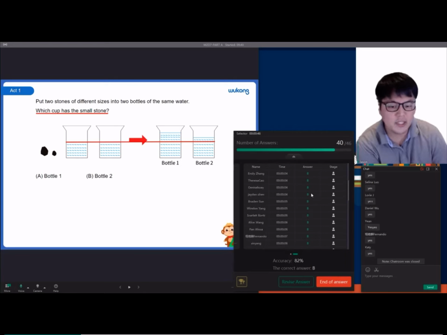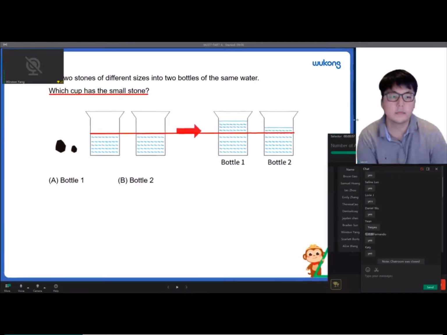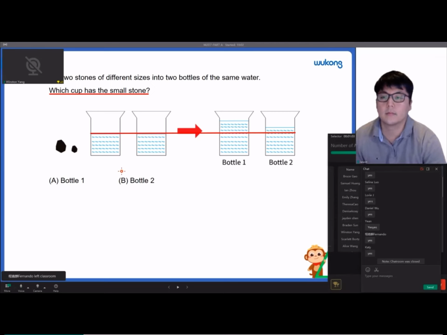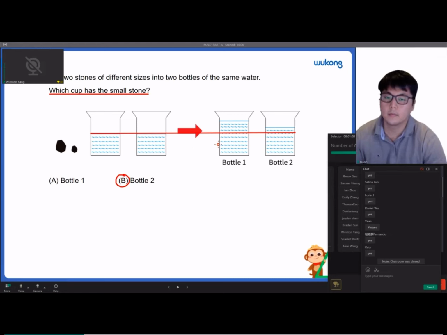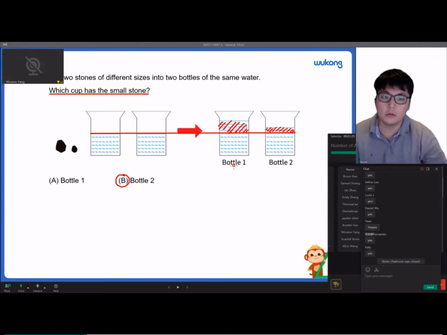Okay, guys, so for this question, let's have Winston. So, hello, Winston. Hello. Hi, so what do you think the answer is? 2. Why do you think it's 2, Winston? Because it has less water than bottle 1. Very good. You can see after putting the rock inside, the water level went up really high for bottle 1 and just a little bit for bottle 2. Do you agree?